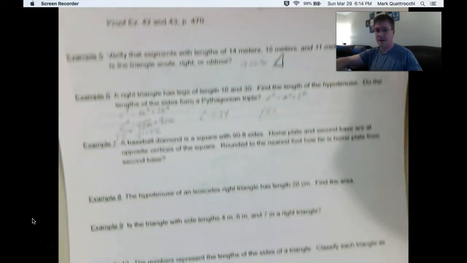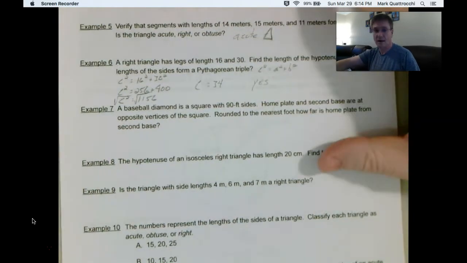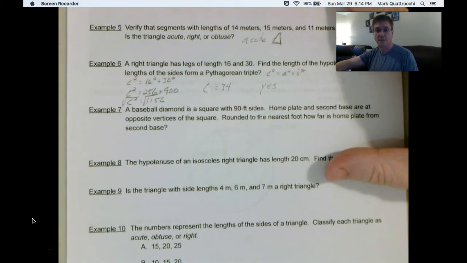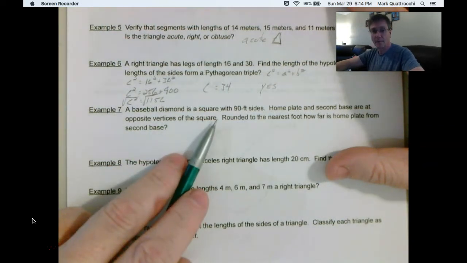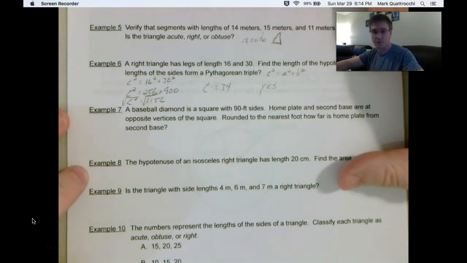Example 7, as a fan of baseball, is one of my favorite problems because it simply explains why base runners in baseball and in softball are more likely to steal second base as opposed to stealing third base, and you'll find out why in a second. A baseball diamond is really just a square with 90-foot sides. So from home plate to first base is 90, first to second is 90, second to third is 90, third back to home is again 90. Home plate and second base are opposite vertices of the square.